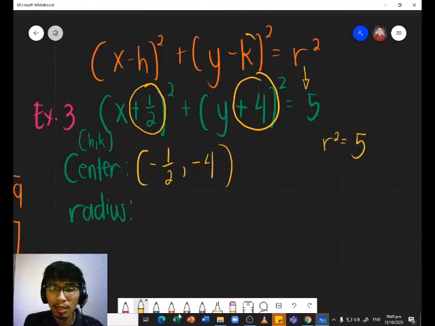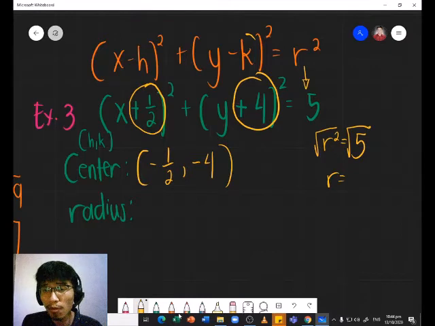So what is now the radius? Is it automatically 5? No. You have to extract this one because you only need r. So you have to take the square root of both sides. So r squared becomes r, and what is the square root of 5? Since 5 is not a perfect square, you may simply write here the square root of 5.